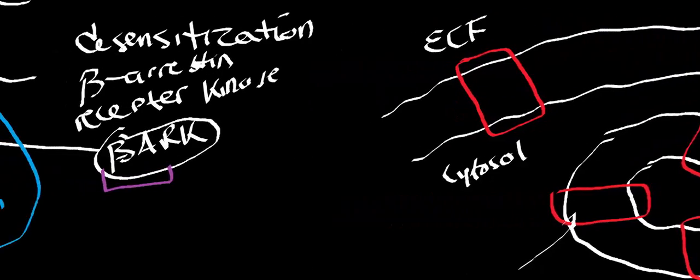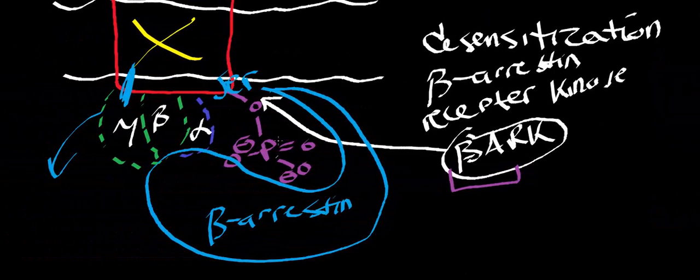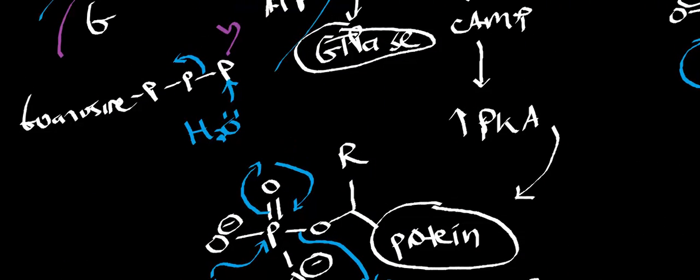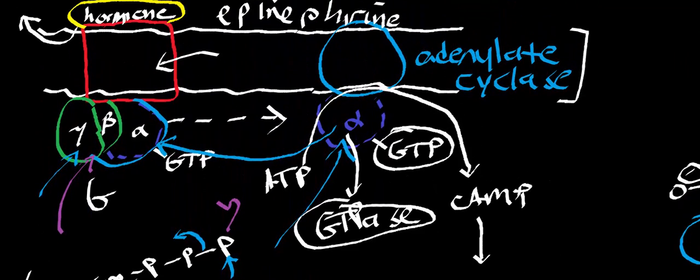Now the actual phosphorylation of serine residues right here is catalyzed by beta-arrestin receptor kinase, but the two molecules tend to go together, okay? So in general, that's your ways of reducing the response to a G protein coupled receptor and cyclic AMP. So let's do a quick recap.